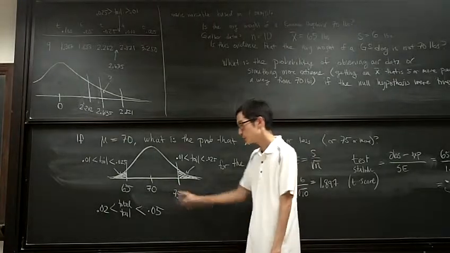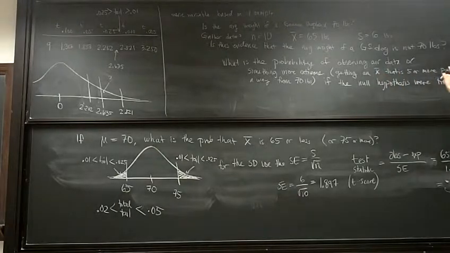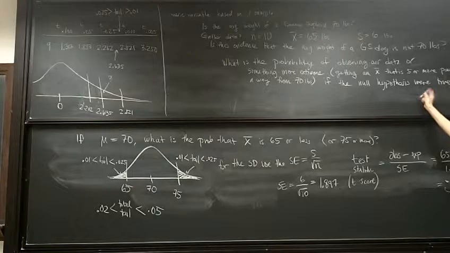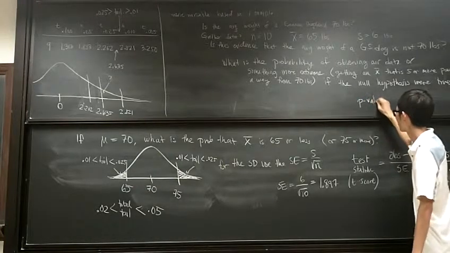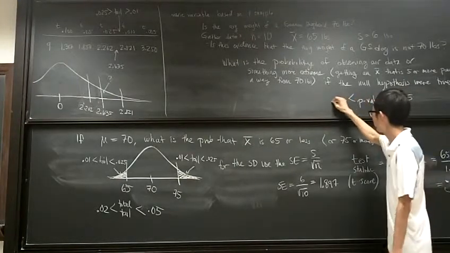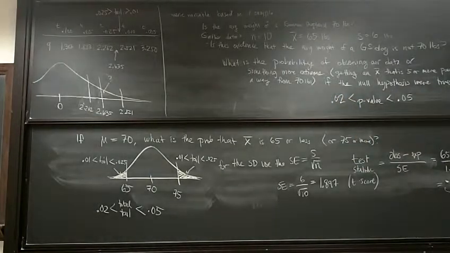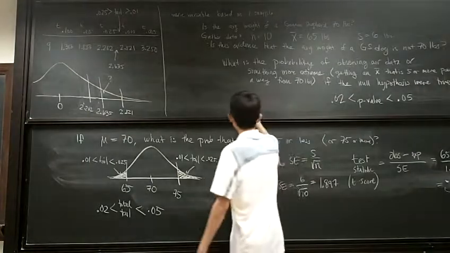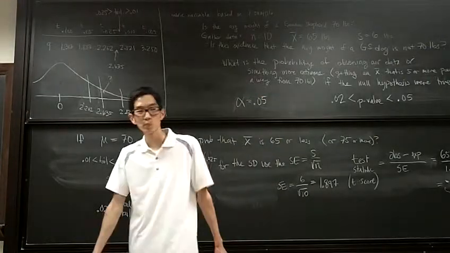Okay? And what do we call this thing? This is the answer to the question, what is the probability of observing our data or something more extreme if the null hypothesis were true? This thing has a name. What's that called? The p-value, okay? So my p-value, whatever it is, I don't have an exact number, is less than 5%, but more than 2%. Is that okay? What if I chose a significance level, alpha equal to 0.05? What do I do?